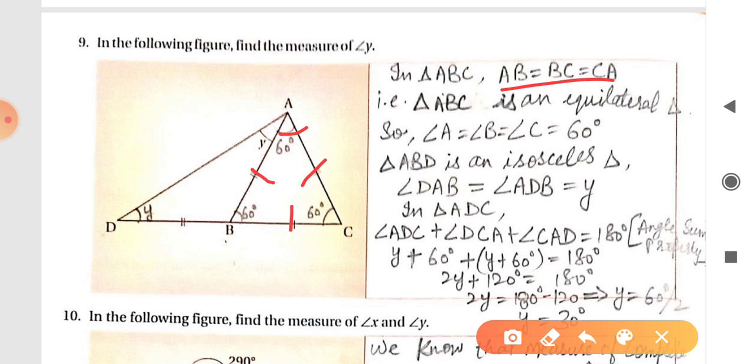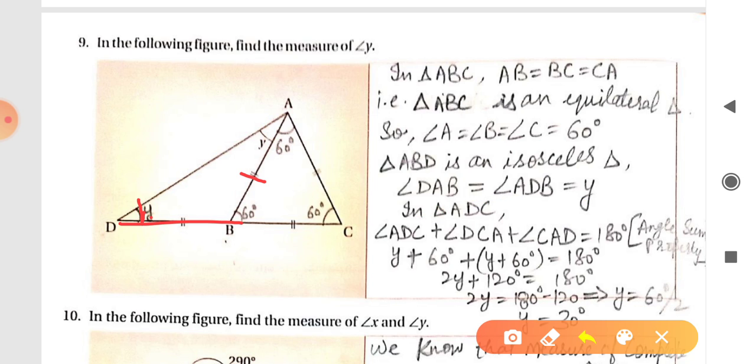If a triangle is an isosceles triangle, then its opposite angles will be equal. Opposite angles of equal sides are equal, and the angle opposite to AB is angle ADB, and the angle opposite to DB is angle DAB. So these angles will be equal, and this is angle Y. So this angle will also be equal to Y.